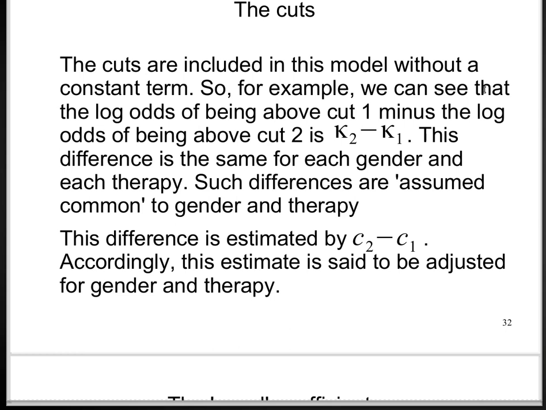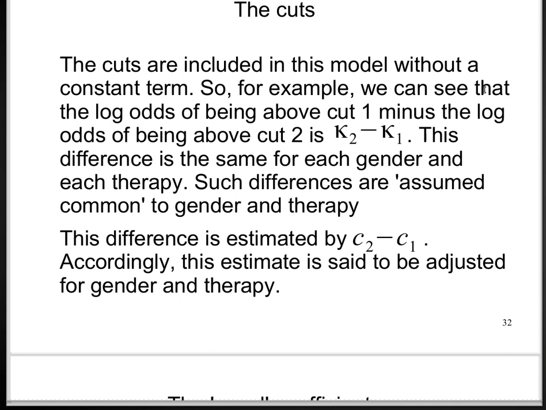Now, we can consider, for example, the log odds of being above cut 1 minus the log of the odds of being above cut 2. And it turns out that this difference between those two cuts is the same for the males and the females, and it's the same for each of the therapies. In other words, those differences are assumed common. The differences between cut 2 and cut 1, between cut 3 and cut 1, and between cut 3 and cut 2 are the same for the men and the women, and for the two chemotherapies. And that means that we could interpret the difference between C2 and C1 as being adjusted for gender and chemotherapy.